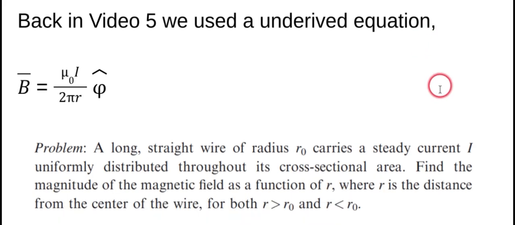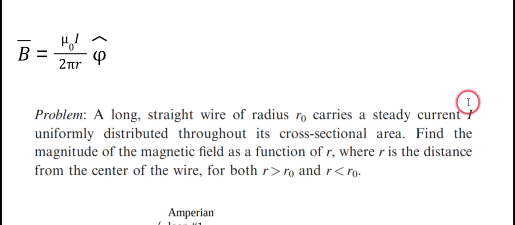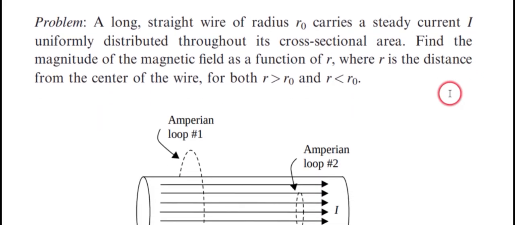Okay, here's the problem. A long straight wire of radius R0 carries a steady current I uniformly distributed throughout its cross-sectional area. Find the magnitude of the magnetic field as a function of R, where R is the distance from the center of the wire for both R greater than R0 and R less than R0. We're just going to do this first part because the rest of it's kind of boring.